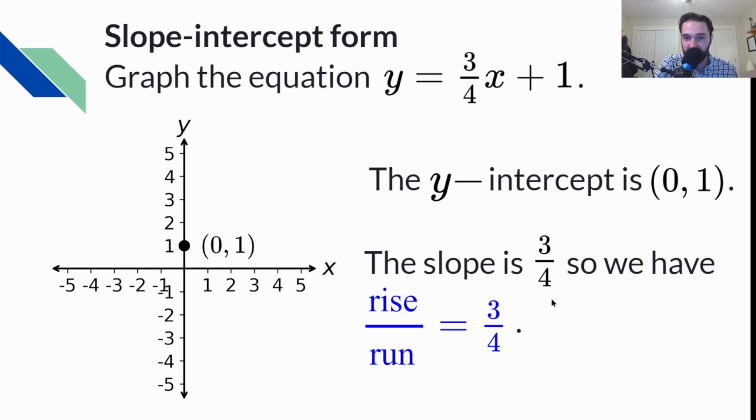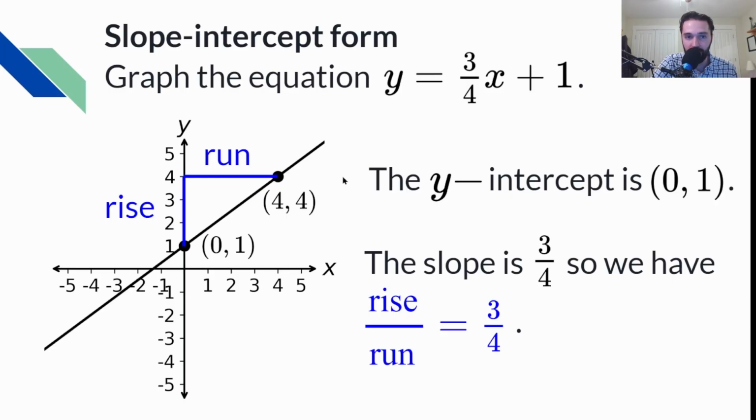Okay? So we can use the slope to get a second point. All right, the slope is 3/4, so we have rise over run equals 3/4. All right, so let's start at this point and let's rise by 3 and run by 4. Okay, that gives us (4, 4). Okay, so we can draw the line.